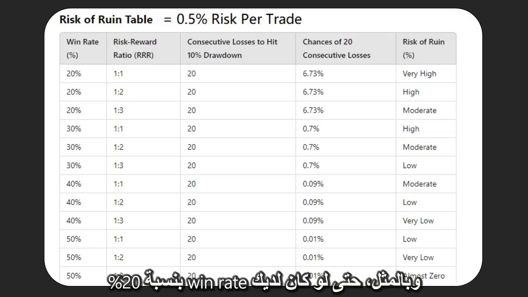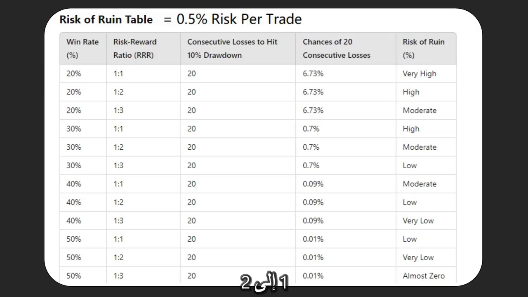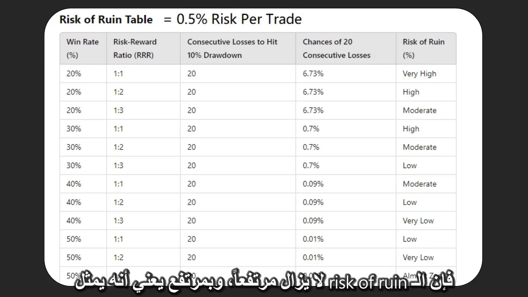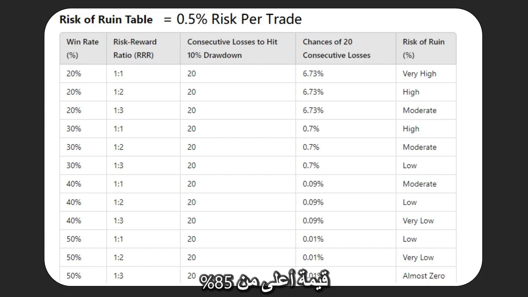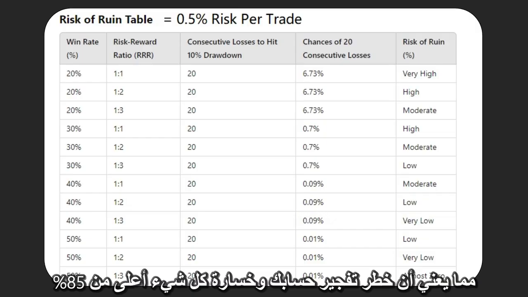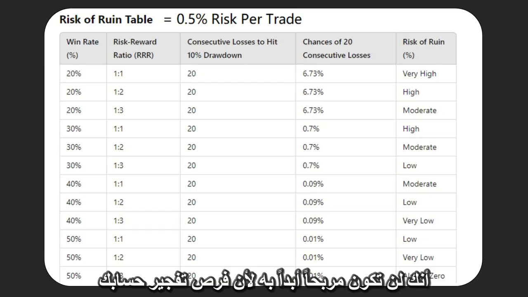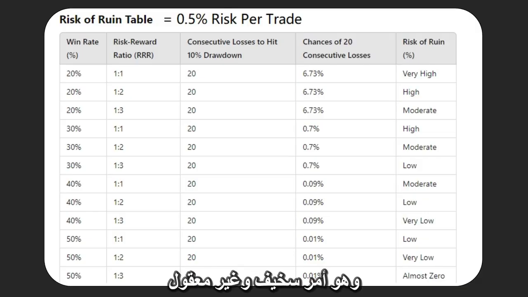Similarly, even if you have a win rate of 20% with a 1 to 2 risk to reward ratio, risking 0.5% per trade with the same 10% maximum drawdown, your risk of ruin is still high, meaning a value higher than 85%. Meaning your risk of blowing your account and depleting everything is higher than 85%. Again, it's pretty self-evident that you won't ever be profitable with it, because your chances of blowing up your account are extremely and ridiculously high.